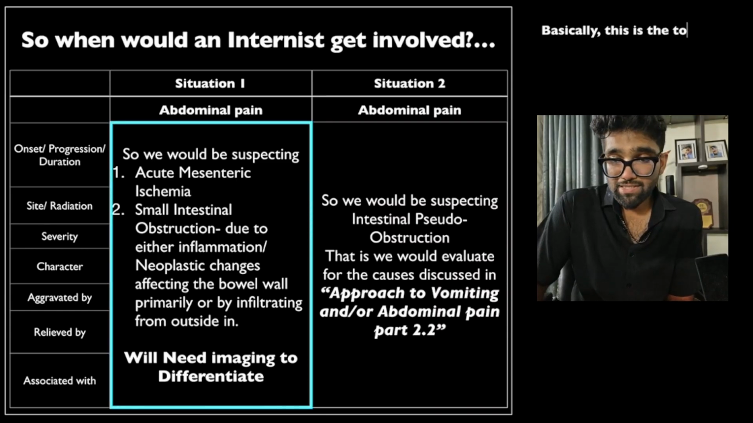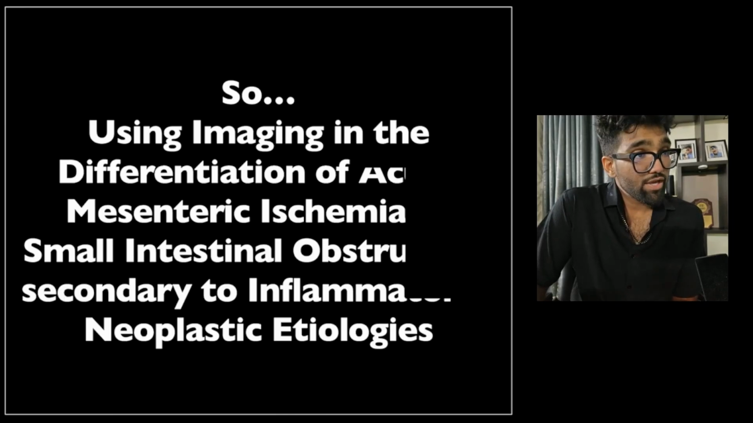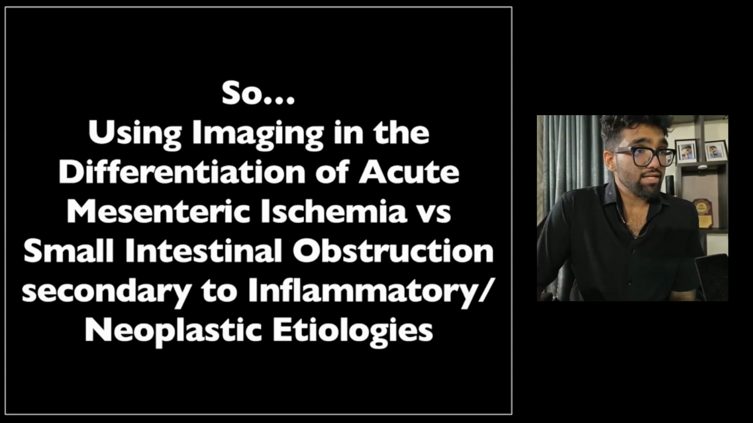So basically this is the topic of this particular lecture: using imaging in the differentiation of acute mesenteric ischemia versus small intestinal obstruction secondary to either a neoplastic or an inflammatory etiology.